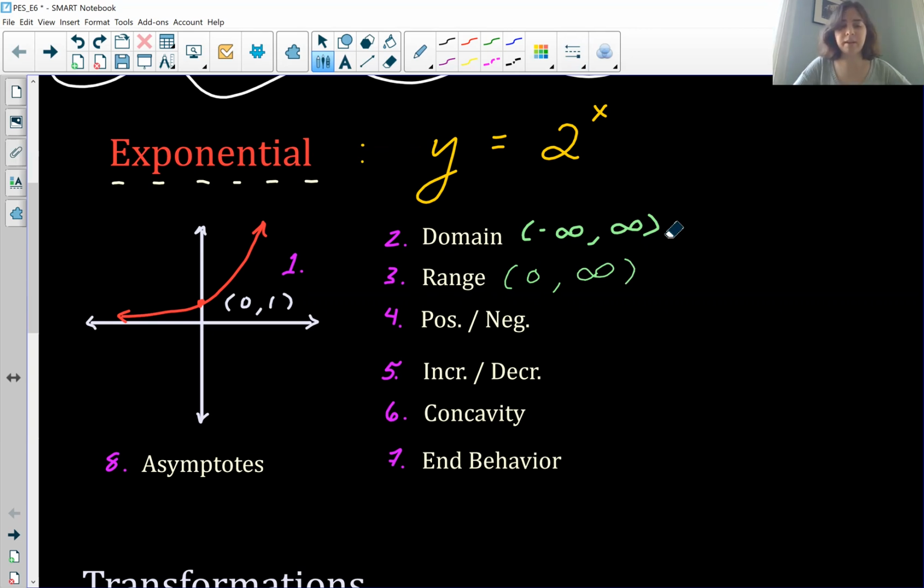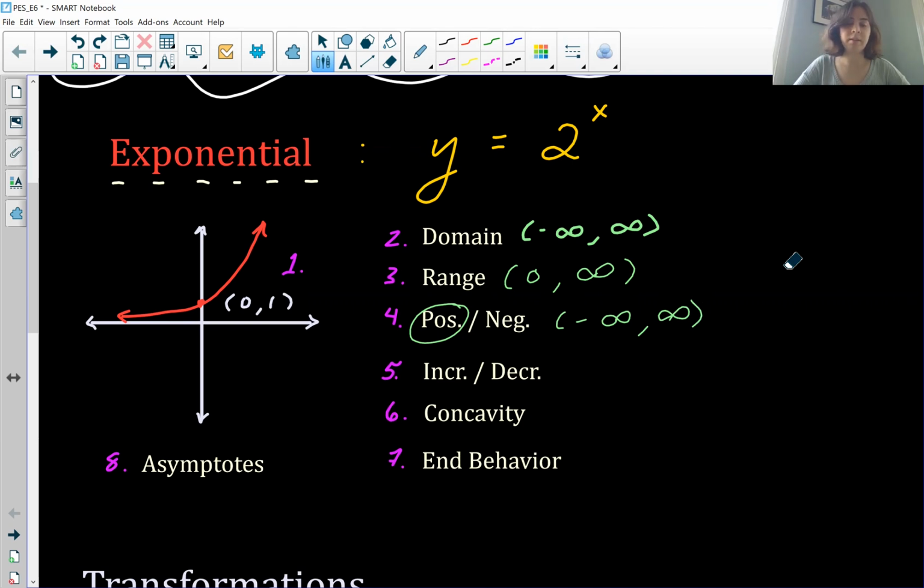All right, positive and negative, that just means, is it above the x-axis? Is it below the x-axis? And just for the basic one here, it's always going to be positive. So I can circle positive, and that will always happen from negative infinity to infinity.